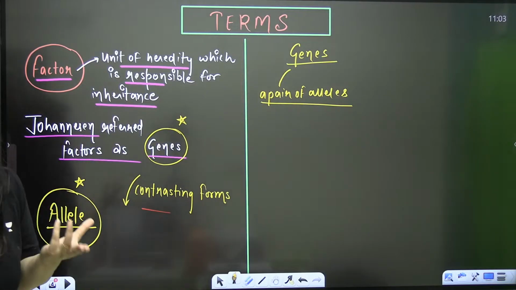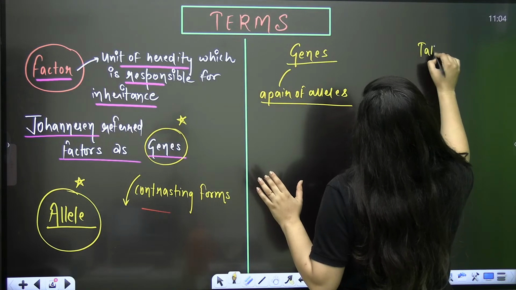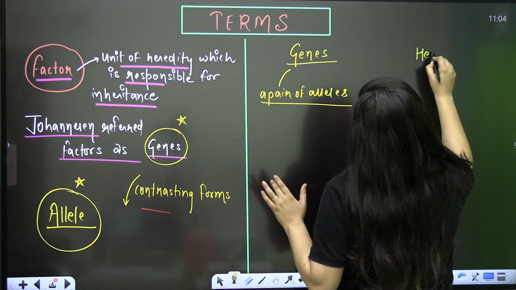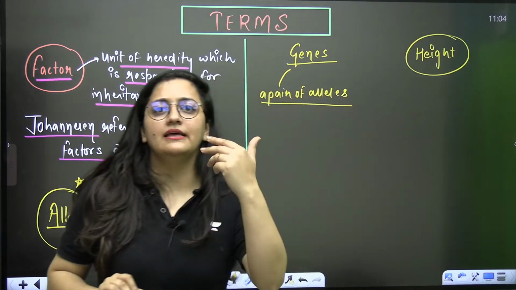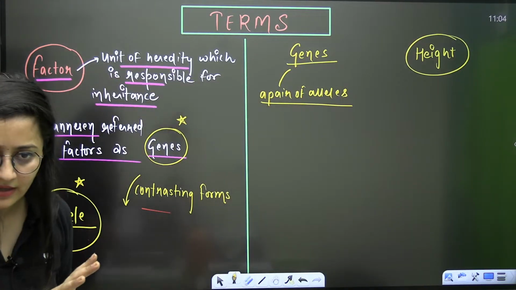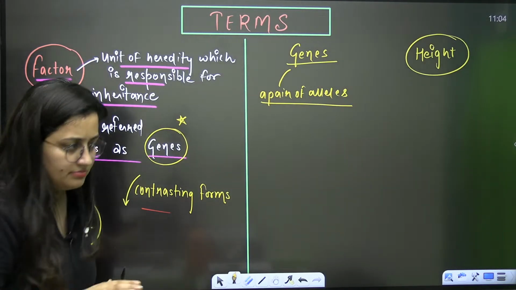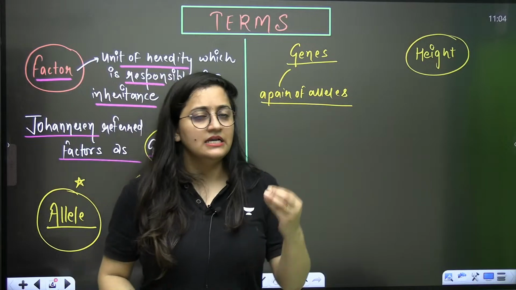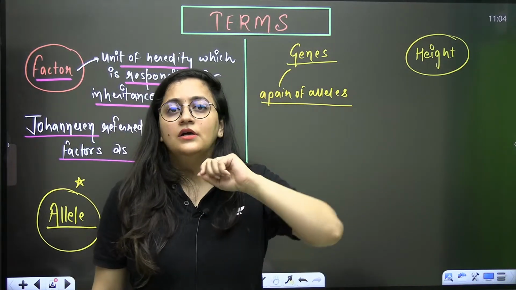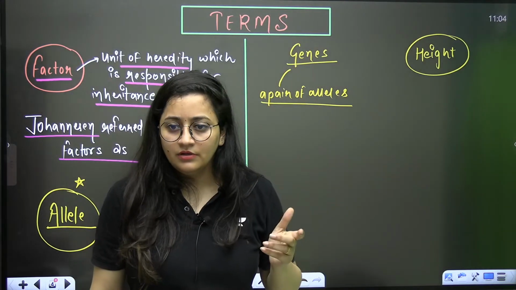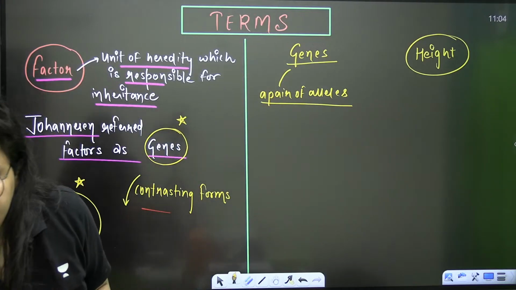Now let me explain it in another way. You know that height is a particular character. Understand this part. We talk about different characters. Sometimes we talk about hair color, hair texture, eye color, height, skin tone. These are the characters that we discuss, yes or no?